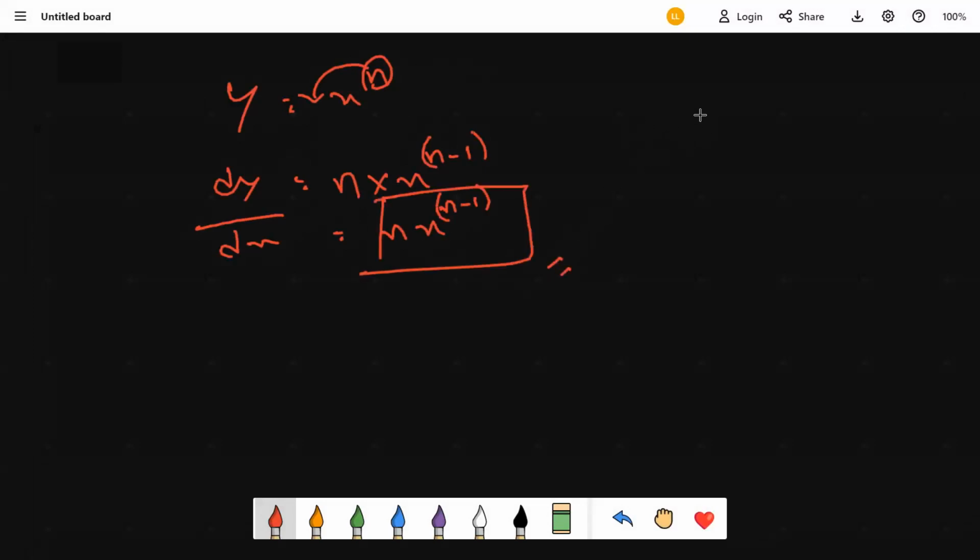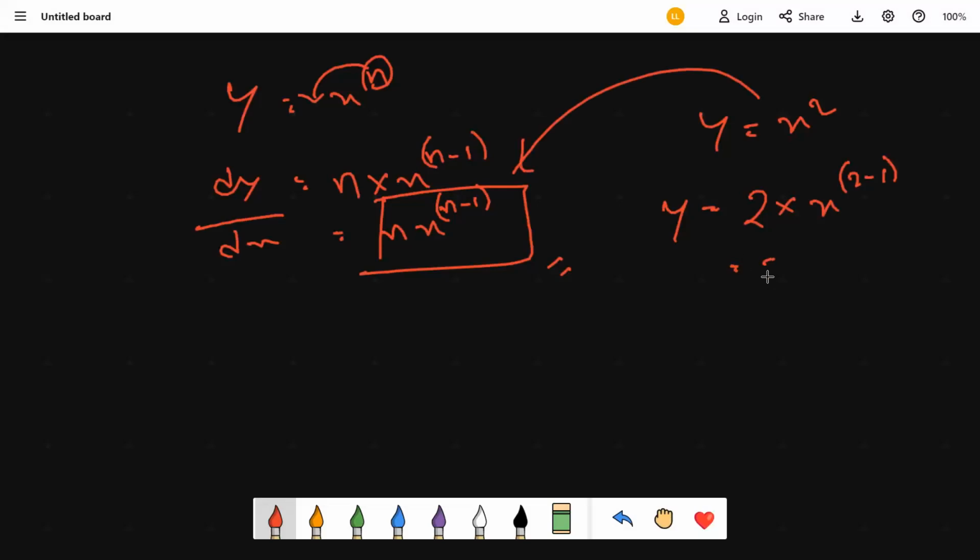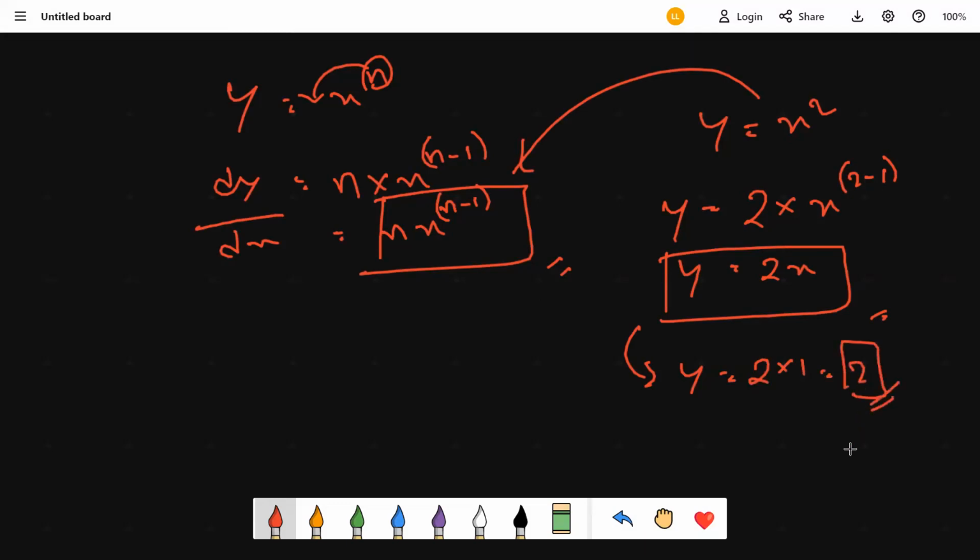So if we consider the previous example, x squared, let's implement this formula. We should get 2 times x to the power 2 minus 1, which gives us 2 into x. Now if we place the value of 1 in this equation, we get 2 times 1 equals 2. Sorry, this is not y, this is dy by dx. I'm very sorry. So dy by dx here is 2.